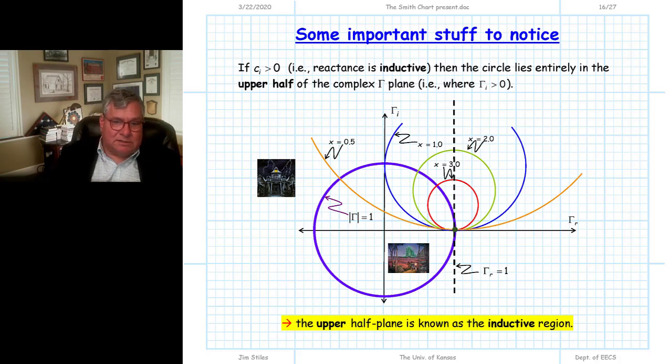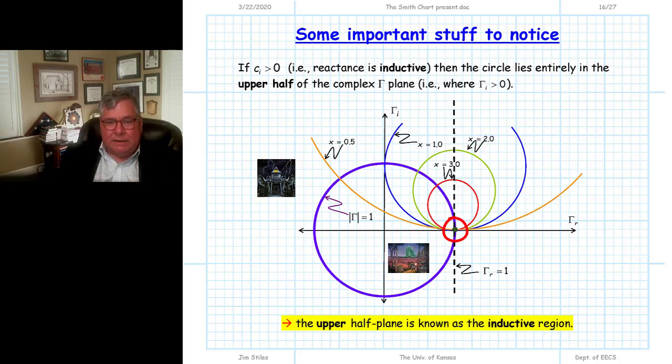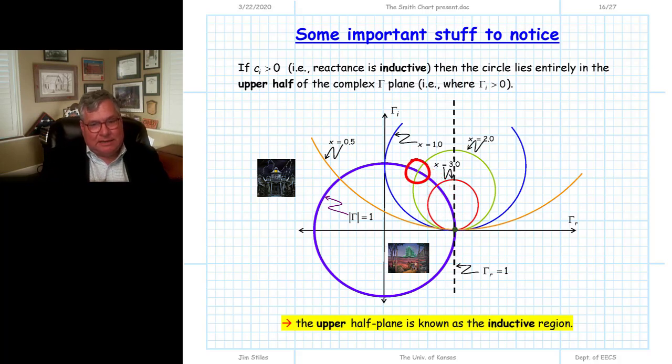Now, notice the circles intersect the unit circle here in two places. The first place it intersects the unit circle, of course, is at the open circuit point. We always must converge to the open circuit point. The second point where these map circles intersect the unit circle, we can look at and see that it changes as a function of CI.